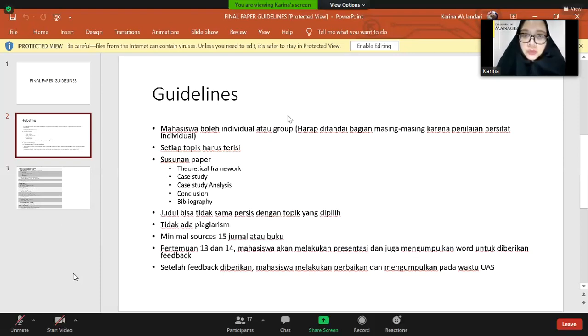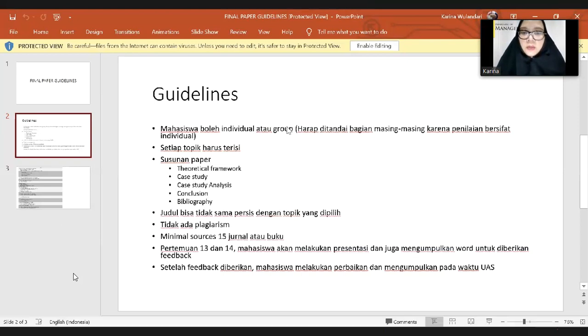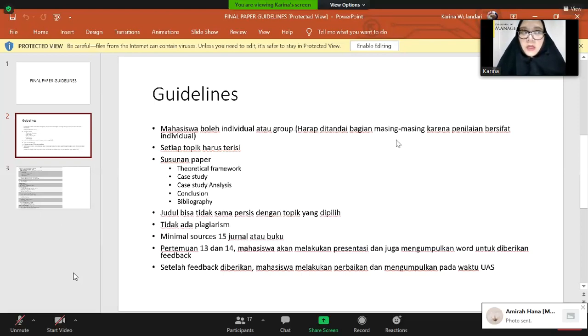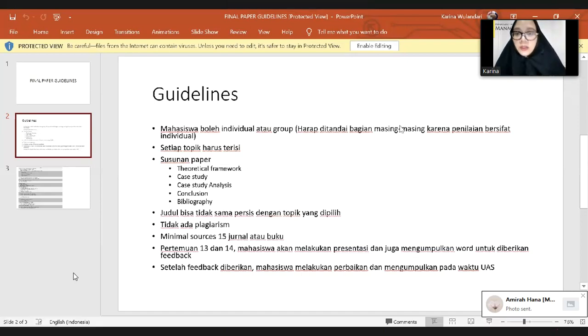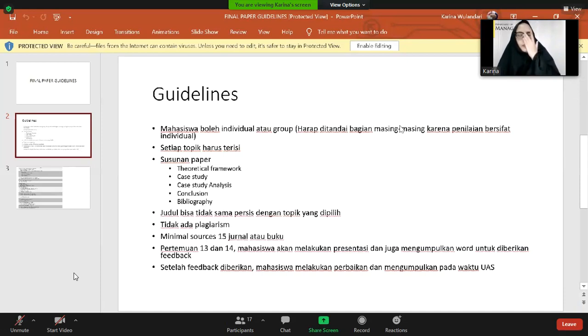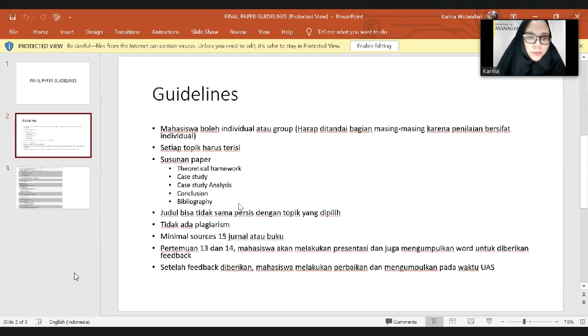However, if you choose to do it within a group, then you need to separate it so that setiap bagian ada penanggung jawabnya, because the grades will be individual. Ya, jadi nilainya individu, tapi ini bisa dikerjakan boleh secara kelompok atau secara individu.